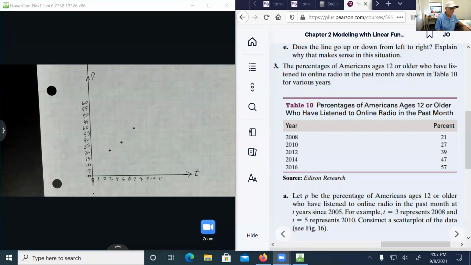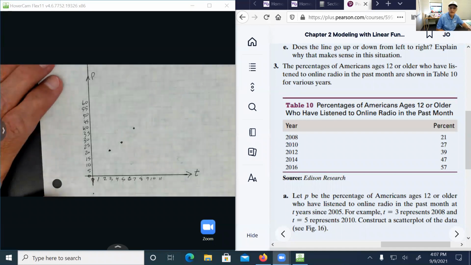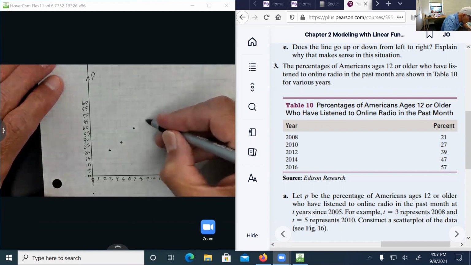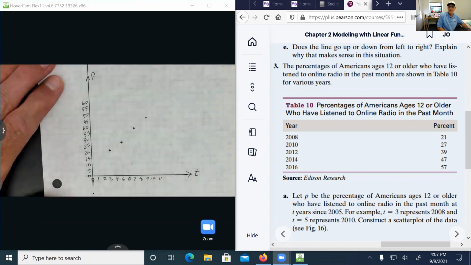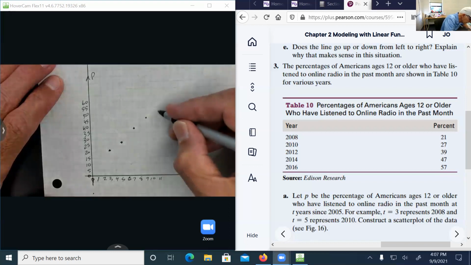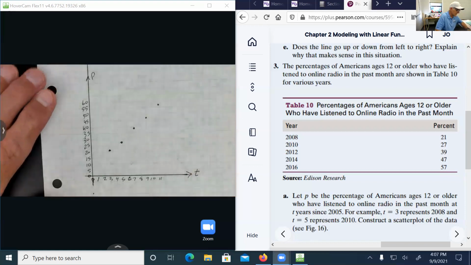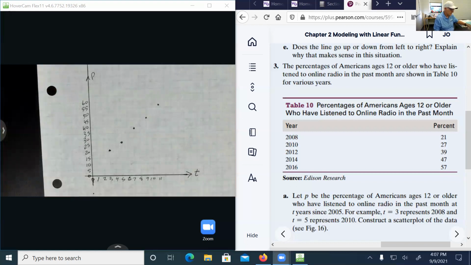As usual, since this is a video, if you need to slow down, you can just pause the video. The fourth data point is 2014, which is 9 for T, 9, 47. Here's 9, 47. Here's 45, a little bit above will be 47. And finally, the last data point, 2016, that's 11, 57. 11, 55, 57. Now, these are not a perfect straight line, but it's pretty close to a straight line.